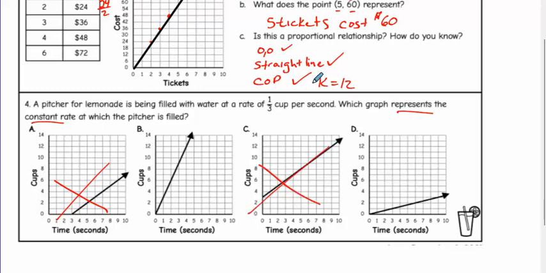So now I just have to look at 1/3 per second. So that means for every second, my y value should be at a third. So for 1 second, my y should be at a third, not 3. It should be at a third. So 1 second, yep, that one looks pretty good. That should be a third. Okay? This is 3, not a third. Okay. Let's keep going.